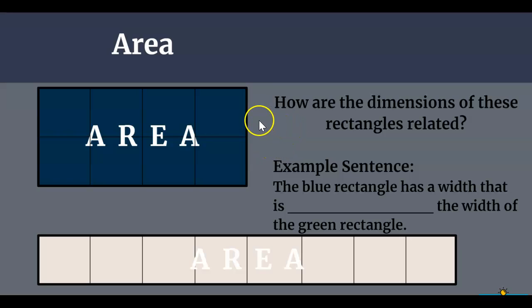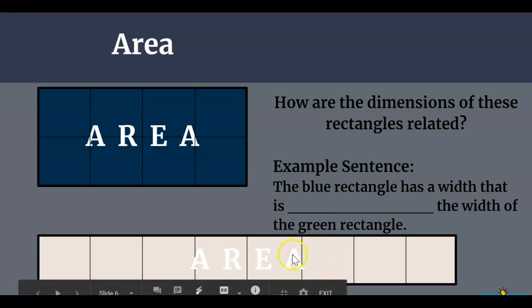And our next one right here is, again, a review from yesterday. We went over these yesterday, and when we asked the question of how the dimensions of these rectangles related, we figured out that the blue one, the top one, was twice the width of the bottom one, which is tan in color. We figured out that the top one was twice the width of the bottom one.